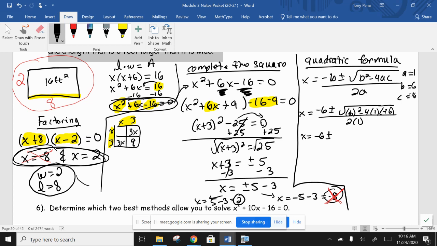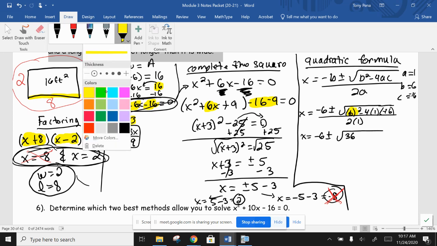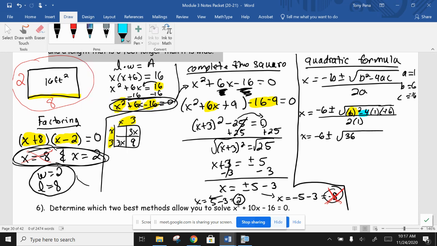So negative 6 plus minus. The 6 squared here should give us a 36. Still a few of us, when we came across these, are giving me these negative answers, but for the most part, it's a lot better. We're understanding this is a negative 4 times 1. That's a negative 4. And then that negative 4 times a negative 16 should give you a positive 64.